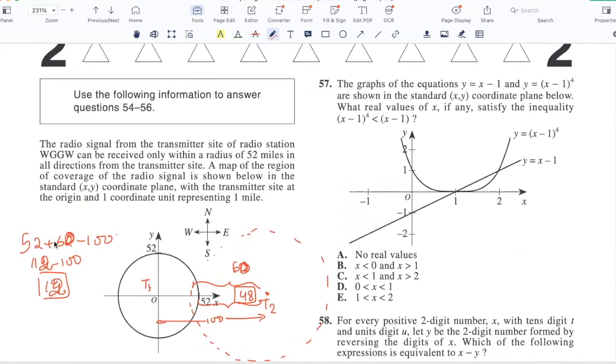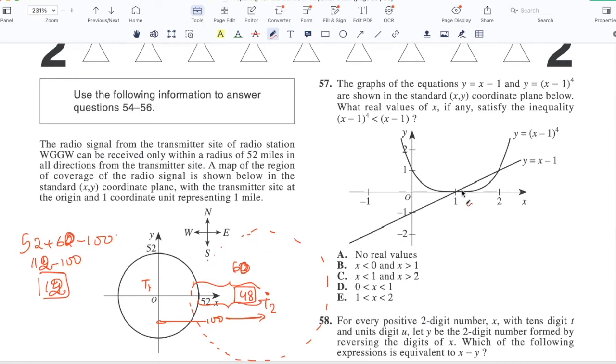The graphs of the equations y equals x minus 1 and y equals (x minus 1) to the power 4 are shown in the standard coordinate plane. What real values of x satisfy the inequality (x minus 1) to the power 4 is less than x minus 1?